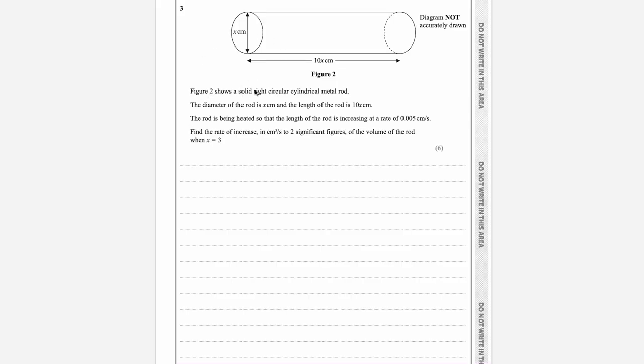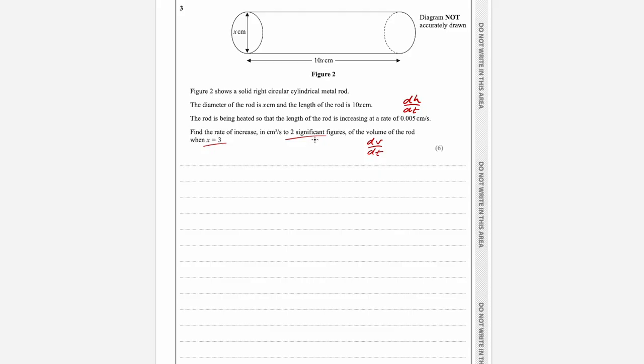Figure 2 shows a solid right circular cylindrical metal rod. The diameter of the rod is x. We're given this: the rod is being heated such that the length is increasing at this rate. So that's the length of the rod. I'm going to call this length h, just because it's a cylinder. So dh/dt is this. Find the rate of increase in centimeters cubed per second of the volume. So we want to get dV/dt when x equals 3, to 2 significant figures.